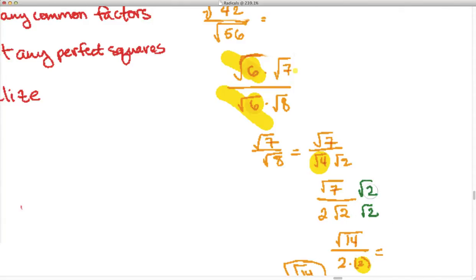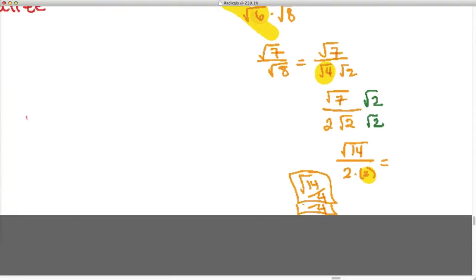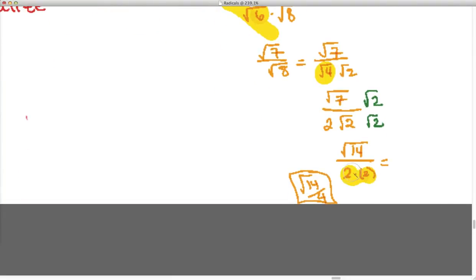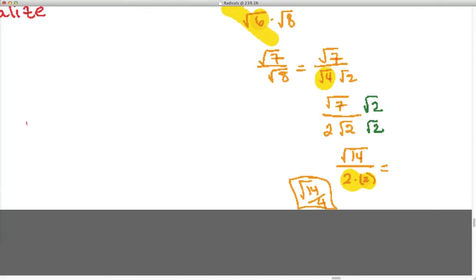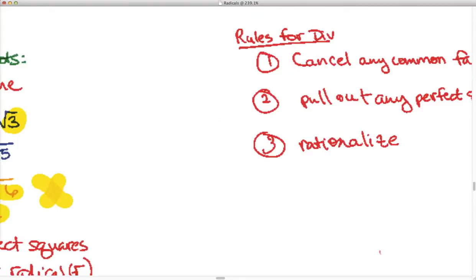And then if you do something at the bottom, you do it to the top as well. And 2 times 7 is root 14. And the only thing left to do is just multiply those two 2's down on the bottom to get root 14 over 4.